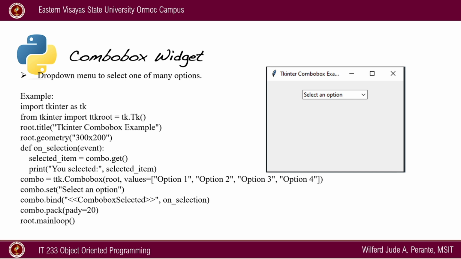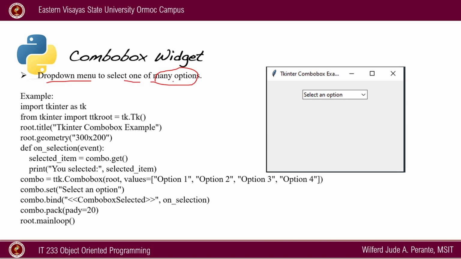Then we will go to the combo box widget. So the combo box widget is a drop-down menu to select one of the many options. So where do we use this? When using combo box widgets, we have many options to choose from.